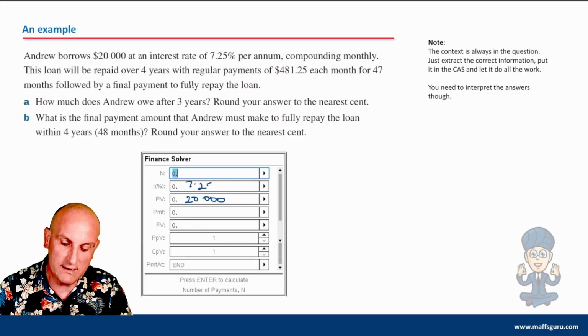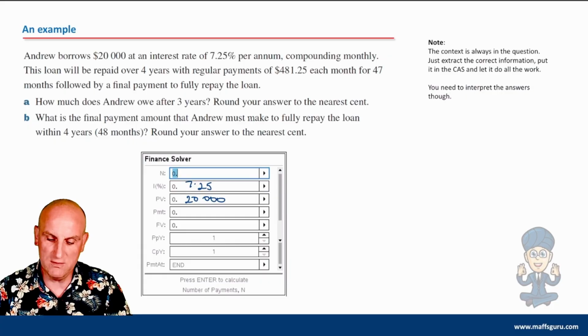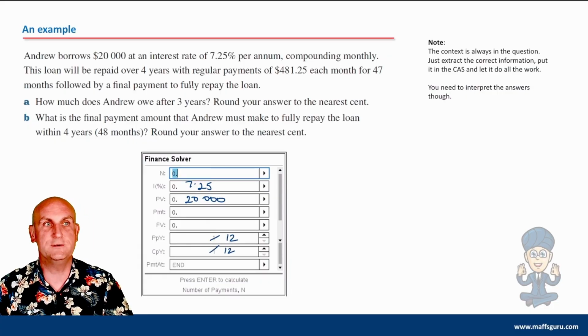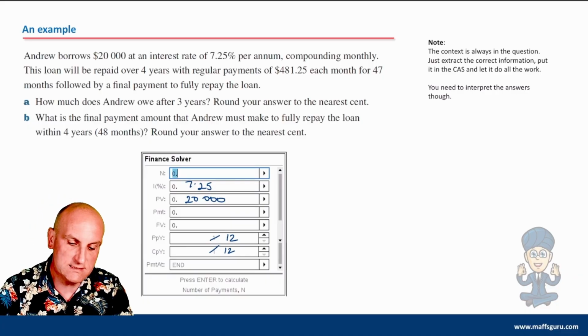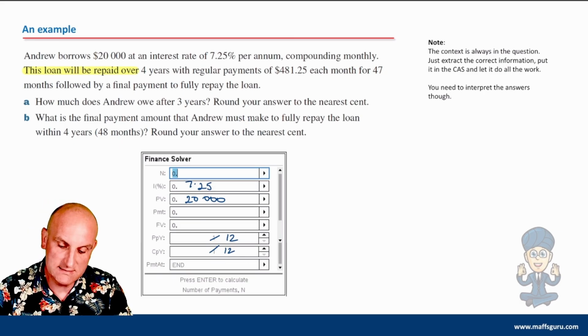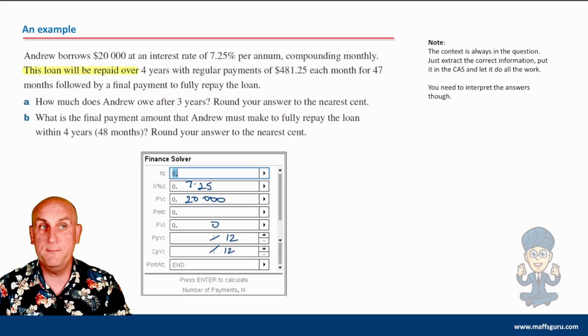It's the per annum that I want to put in there, compounding monthly. Oh, look at that. Before I've even gone, I've got 4 pieces of information. The loan will be repaid. Now there is the trick to the question. The loan will be repaid. That is basically code for the future value is going to be 0. And a lot of people miss that one.